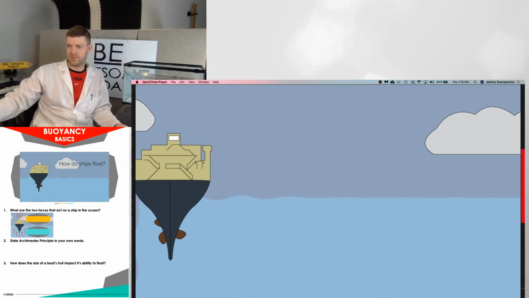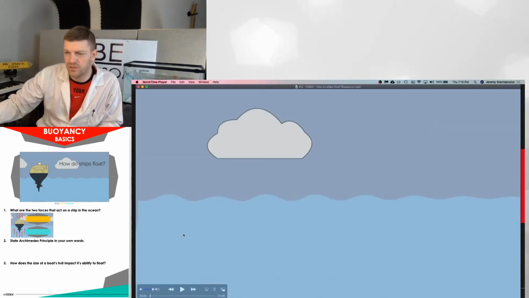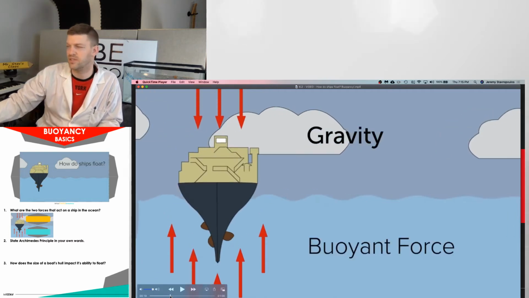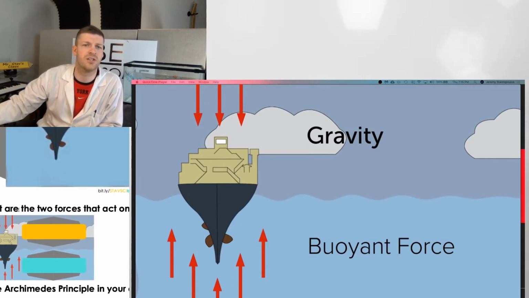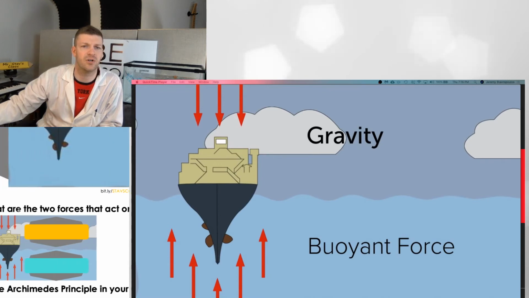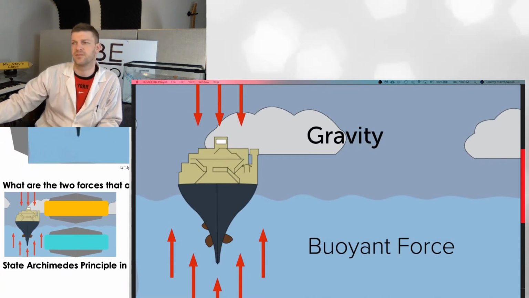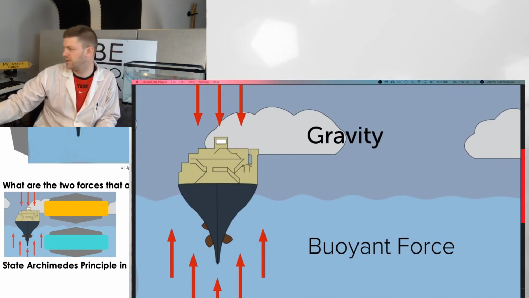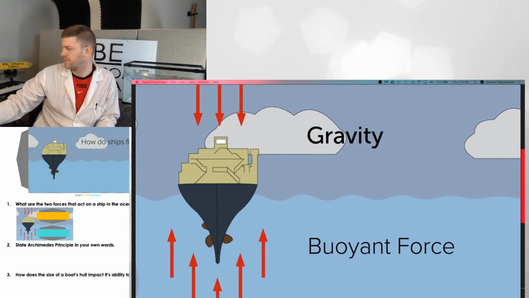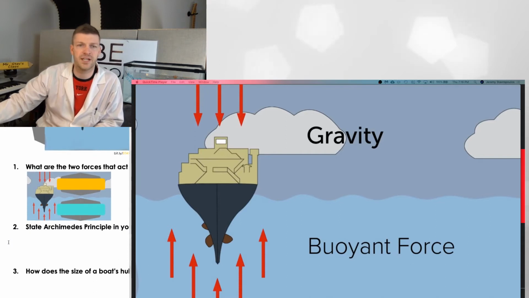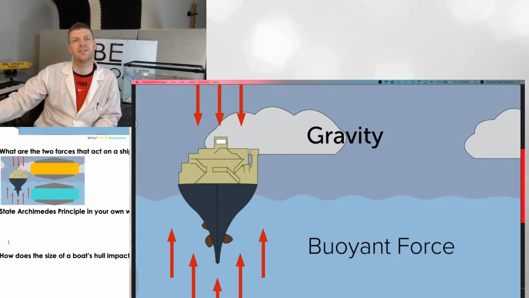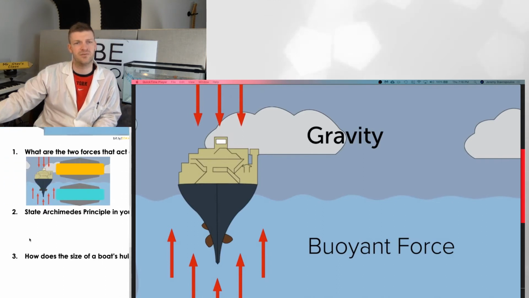I meant to stop you and back you up and remind you that you're taking notes as you watch this. So this first question says, what are the two forces that act on a ship in the ocean? What are they? Okay, so in that orange rectangle, you should be writing gravity, and in the blue square, you're writing buoyancy or buoyant force. Okay? At this point, I think you should be able to state Archimedes' principle. So now let's listen for how the size of a boat's hull impacts its ability to float.